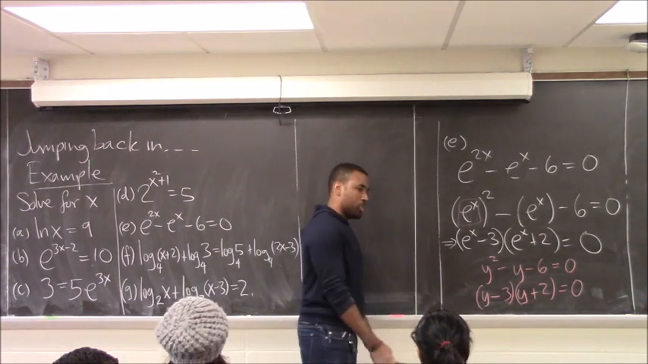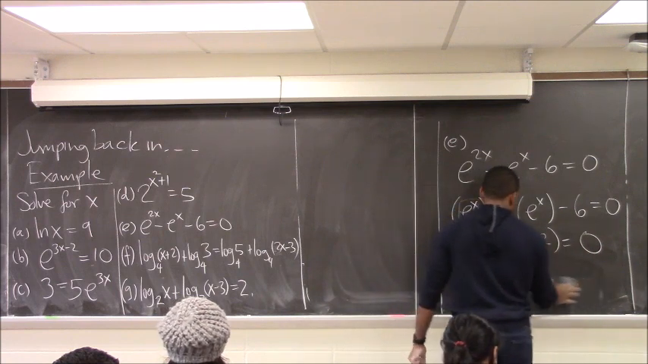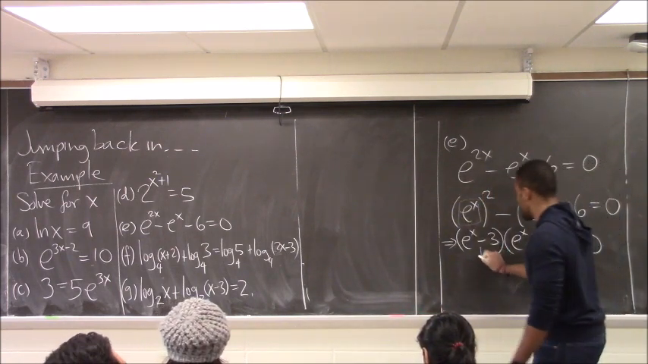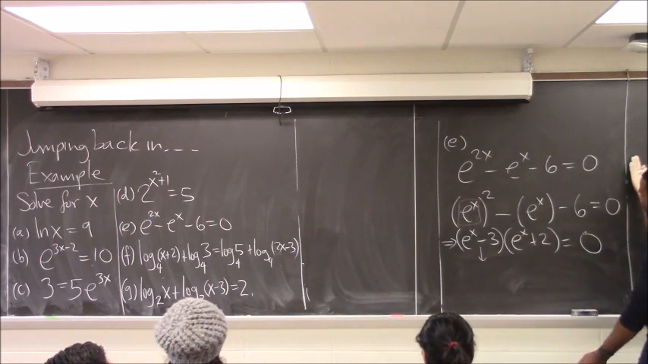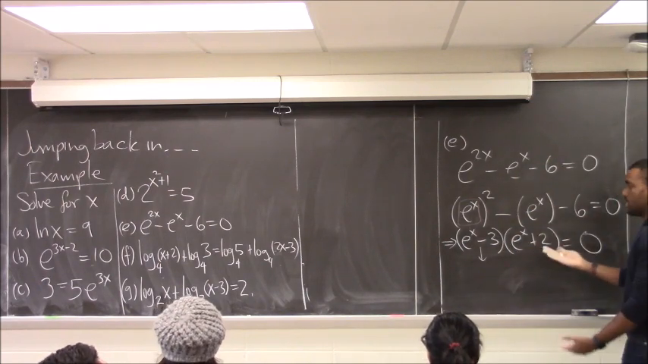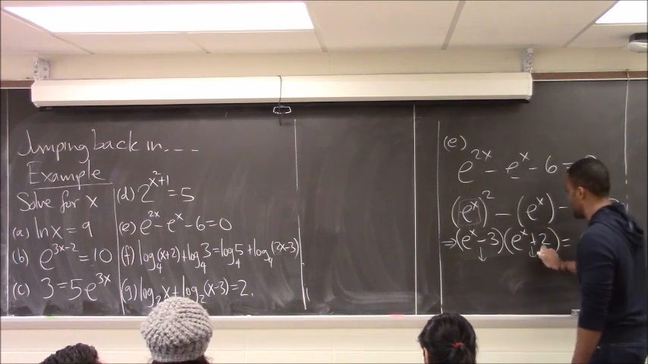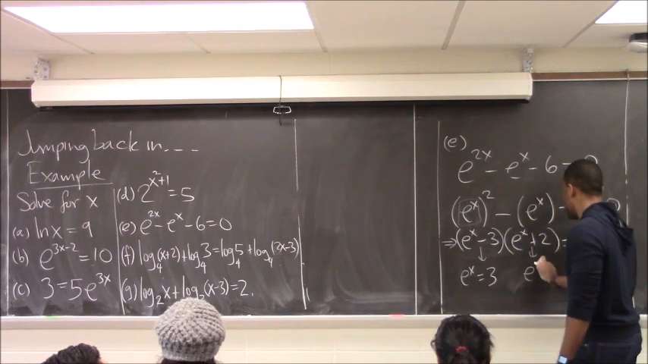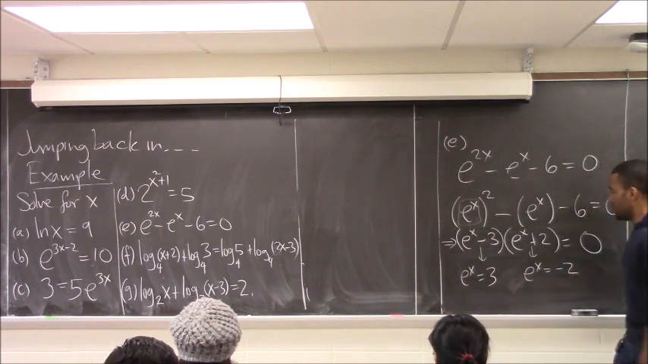Okay, now that I got this far, what do I do next? Equal 0. You set each equal to 0. That's the strategy. I want to solve an equation equal to 0. Factor one side. Done. Next thing, set each factor equal to 0. So this means my e to the x is equal to 3, or my e to the x is equal to minus 2. What does this mean?